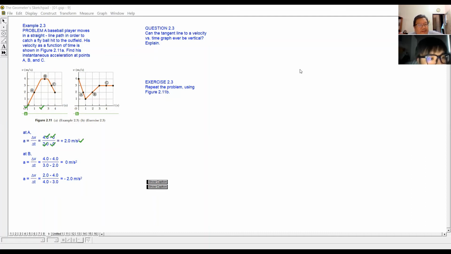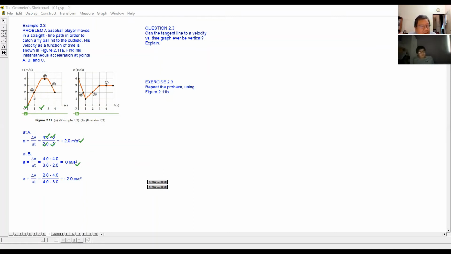What minus what? 3 minus 2. 3 minus 2, correct. From here to here is 3 minus 2. So it's actually 4 minus 4 over 3 minus 2. 4 minus 4 is already 0. So when you divide by 1, it is 0. So the acceleration is 0, because the velocity is constant here.